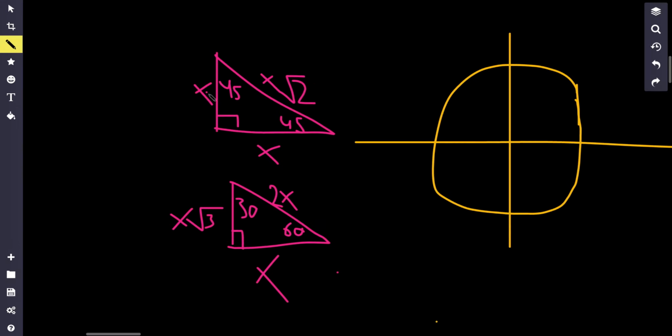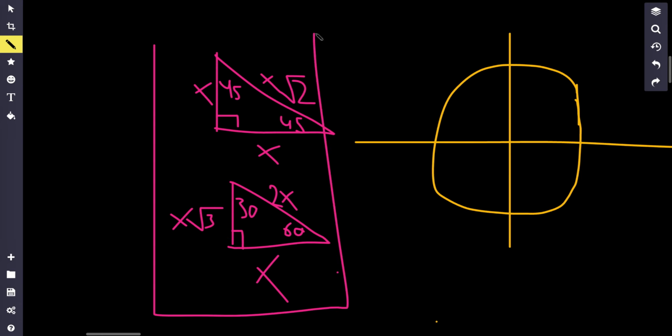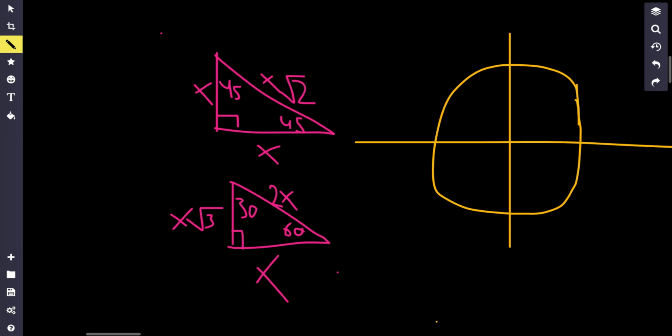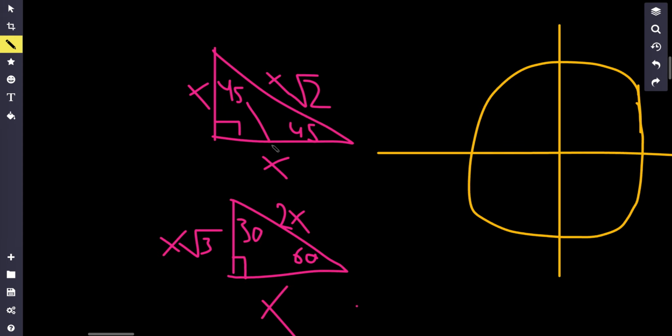Hopefully y'all memorized the 30-60-90 right triangle and the 45-45-90 right triangle, because y'all are going to need it. In this case, 45, 45. This is an isosceles triangle, so these two sides are going to be the same length. And doing the Pythagorean theorem and some calculations, you're going to get that the hypotenuse is always x radical 2.